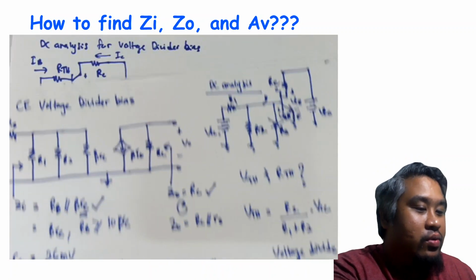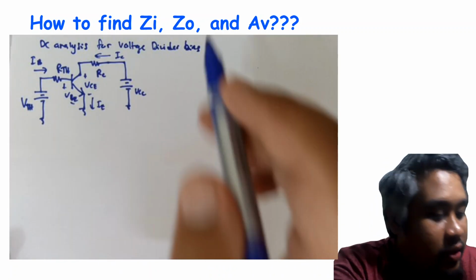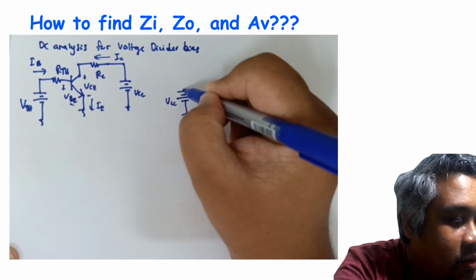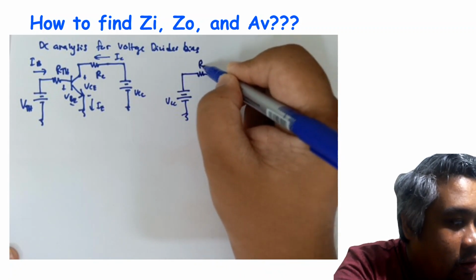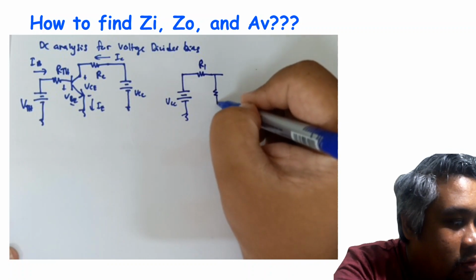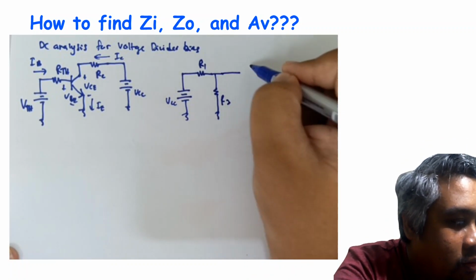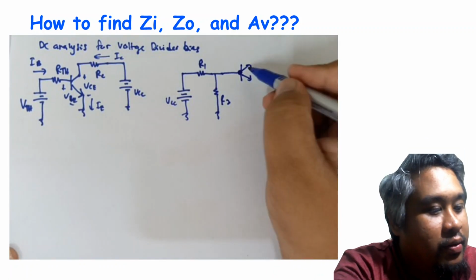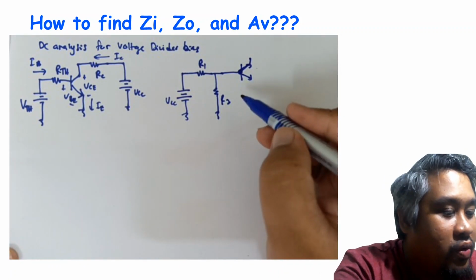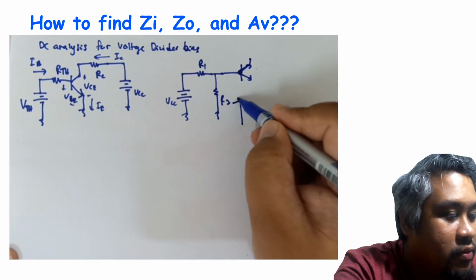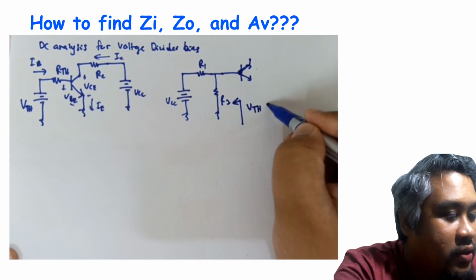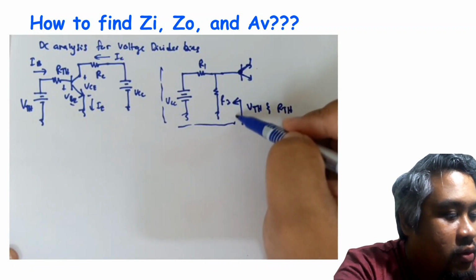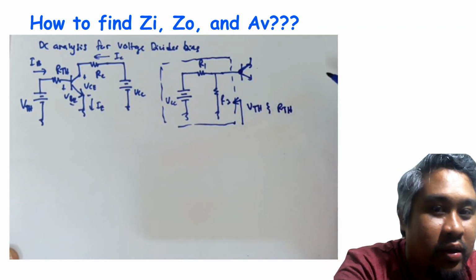All right, so what do we have now? From the previous circuit, we have VCC, R1, this one R2, and then this is connected to the BJT, right? Okay, BJT. So we're going to find VTH and RTH based on these circuits.